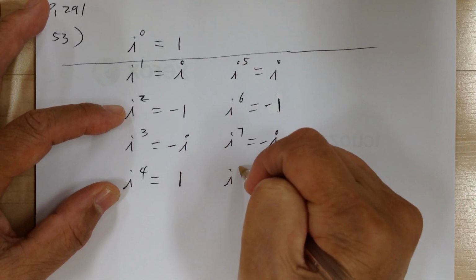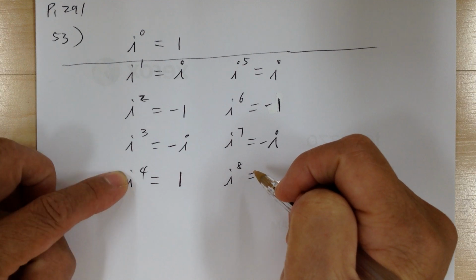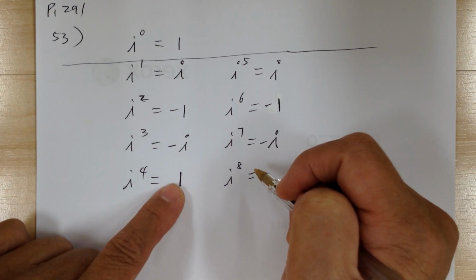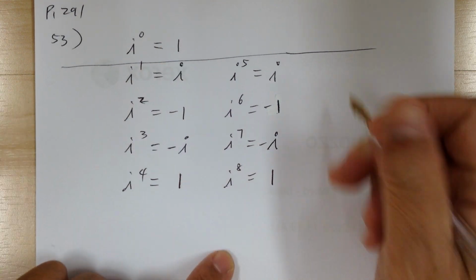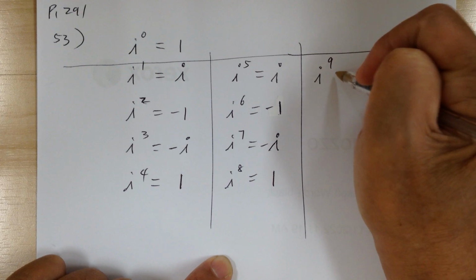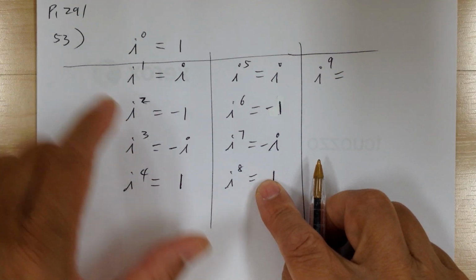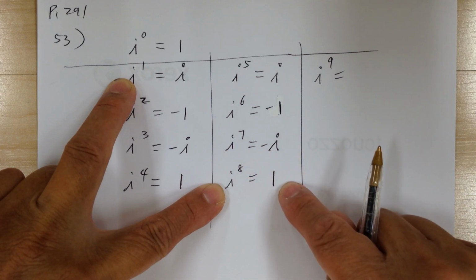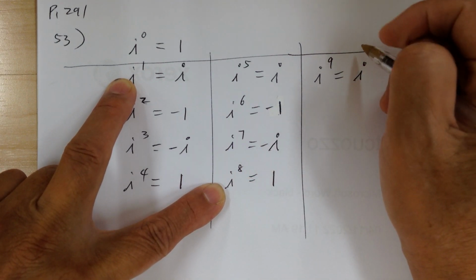And i to the 8 is equal to this times itself, right? i to the 4 times i to the 4 gives you i to the 8. So 1 times 1 gives you 1. So you can see the pattern, right? Okay. So now if you go to i to the 9, well, i to the 9 is equal to this times this, right? i to the 1 times i to the 8 gives you i to the 9, so it would be i. Or you can use any combination.